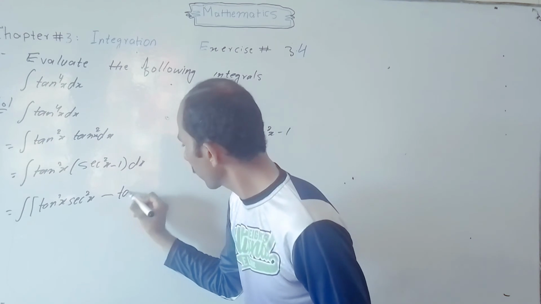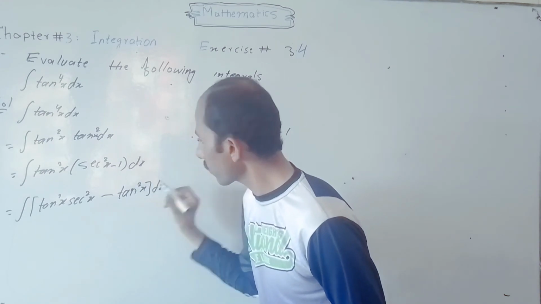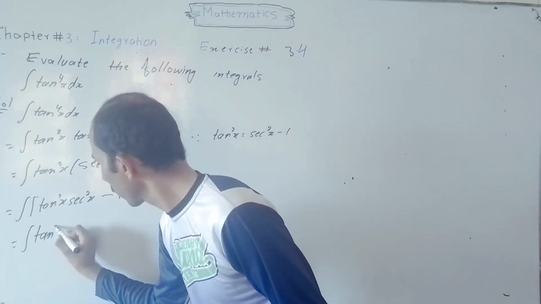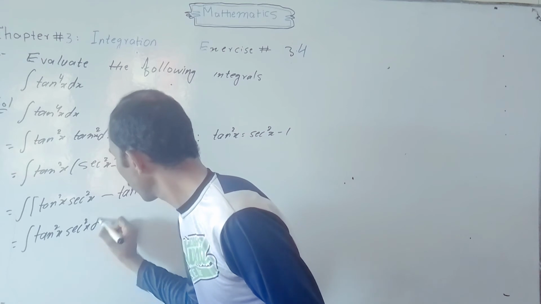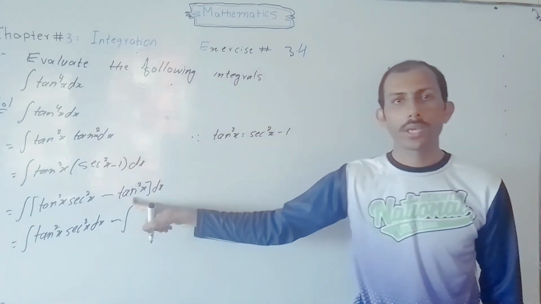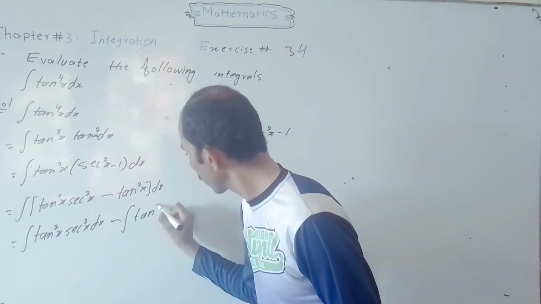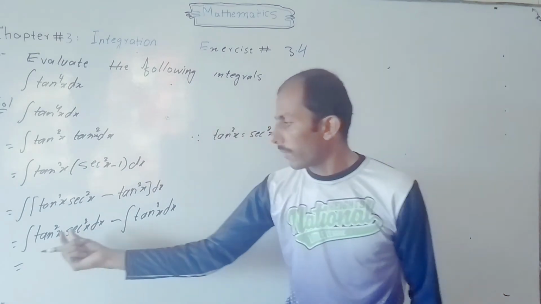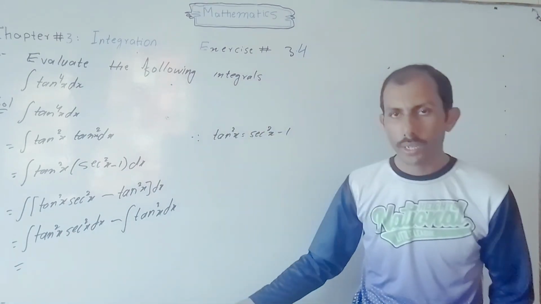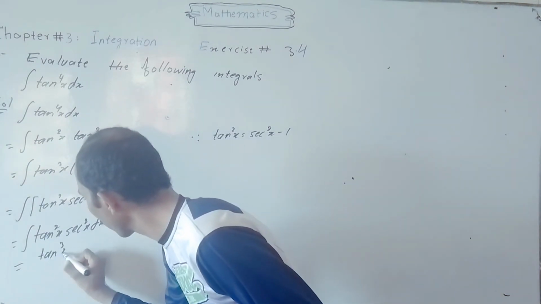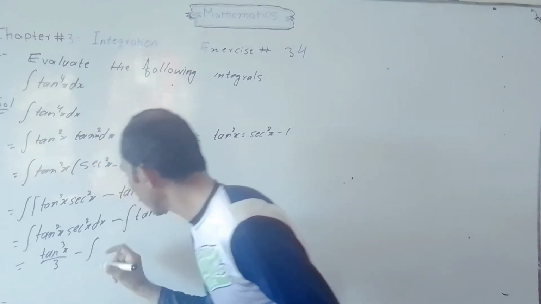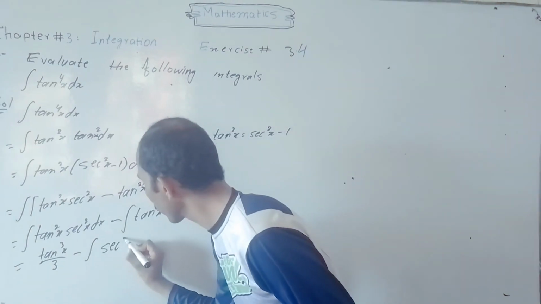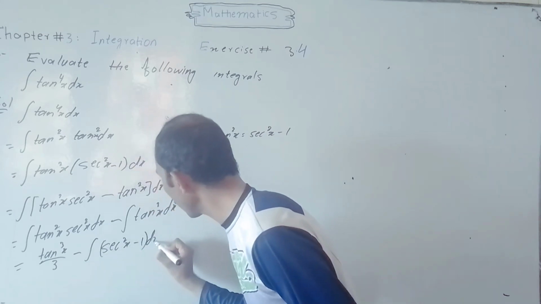So tan²x dx, which is equal to integral tan²x sec²x dx minus integral tan²x dx, which is equal to, the derivative of tan x is sec²x, so integral tan²x sec²x is tan³x divided by 3, minus integral tan²x, which can also be written as sec²x minus 1, so (sec²x minus 1) dx.